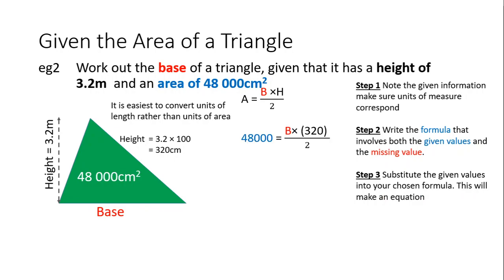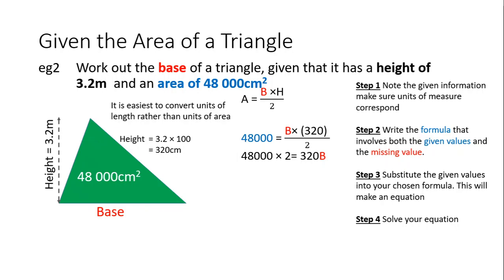48,000 is equal to the base times 320 over 2. Now I need to solve this equation to find out what the base is. So to get b on its own, I'll start whenever I have a fraction. I know the denominator of the fraction is dividing the entire thing. So I'll go ahead and move the 2 to the other side and I will multiply. So I've got 48,000 times 2.